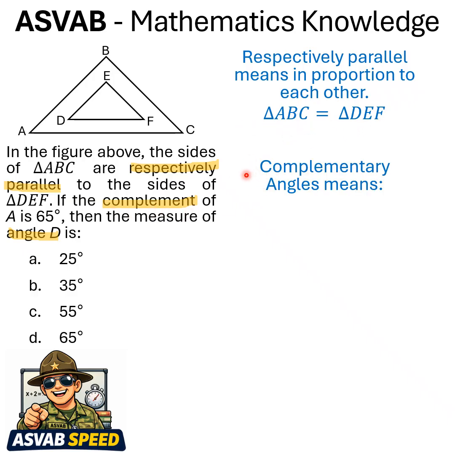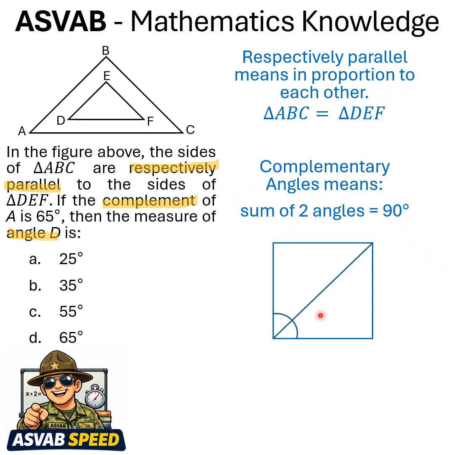Now complement. Complementary angle means the sum of 2 angles equals 90. Let's do a visual. Angle 1, angle 2. You add them together, you get 90. So with our problem, we don't know what A is, but we know what the complement is. The complement's the other side, and the other side is 65. So 65 plus A equals 90, and to solve it, take 90 minus 65. A equals 25, but we need to answer for D. And fortunately, we know that A and D are the same. So A equals D equals 25 degrees. Here's our answer, A, 25 degrees.